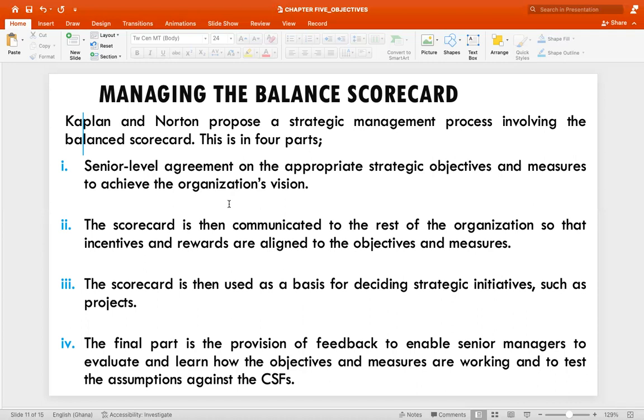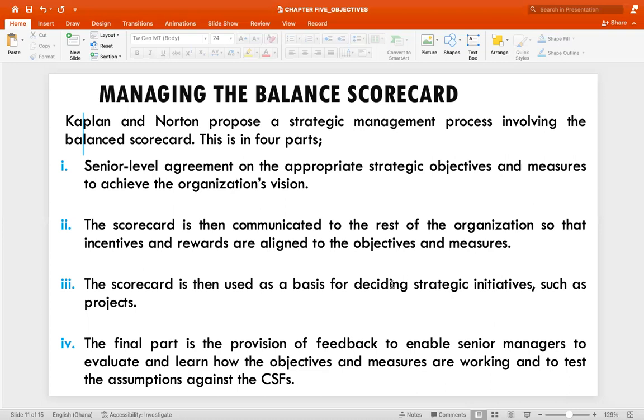The scorecard is then communicated to the rest of the organization so that incentives and rewards are aligned to the objectives and measures. Okay, so once we agree on the strategic objectives in the balanced scorecard, we need to communicate that and also make people aware that incentives and rewards will be connected to that, because already we've shown that if we achieve it, it will help the organization to achieve its vision. Okay, so we have to communicate and let people know that these are the objectives that are important to the organization, and reward and incentive schemes will be based on helping the organization to achieve those strategic objectives.